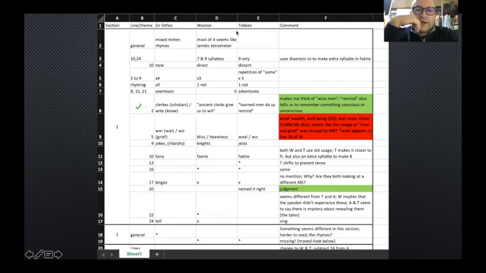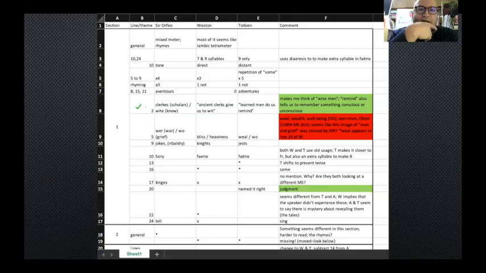When I was going through the line by line, I said that Tolkien's learned men made me think of wise men. And later on, there's a part that also brings me back to this theme of the wise men. Remind also tells me that something is either conscious or unconscious, something in our memory. And this isn't in the Middle English at all.